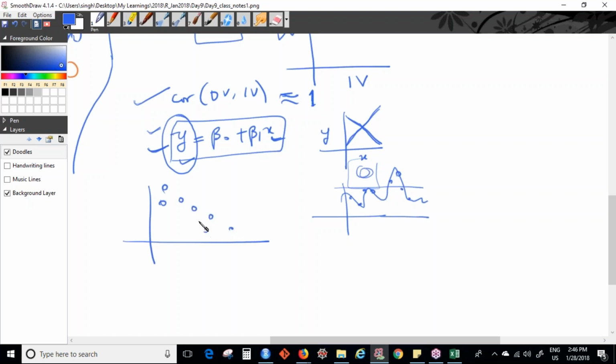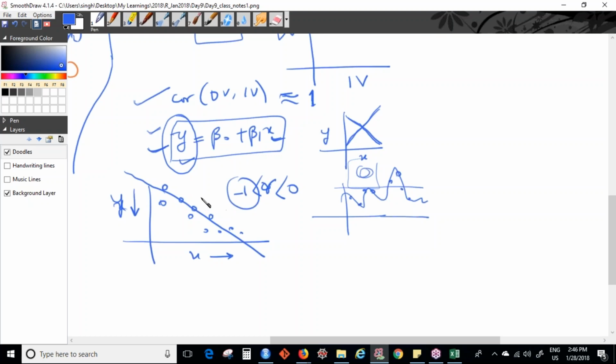You have points like this. Now if you fit a linear regression line here, it will look something like this. And what will be the correlation of the x and y here? The correlation will also be high because you can clearly see a decreasing trend. That means if x is increasing, your y is decreasing, so they are negatively correlated. It is between 0 and -1.